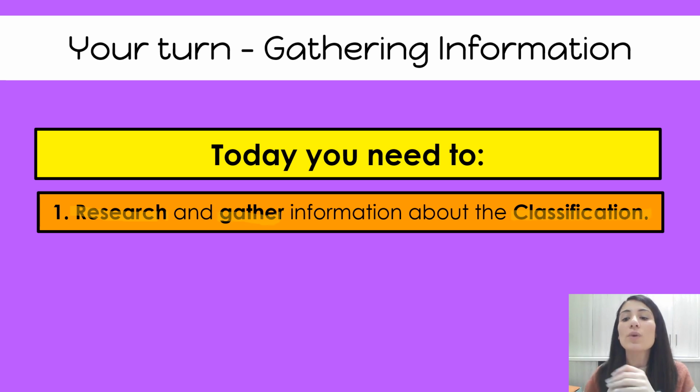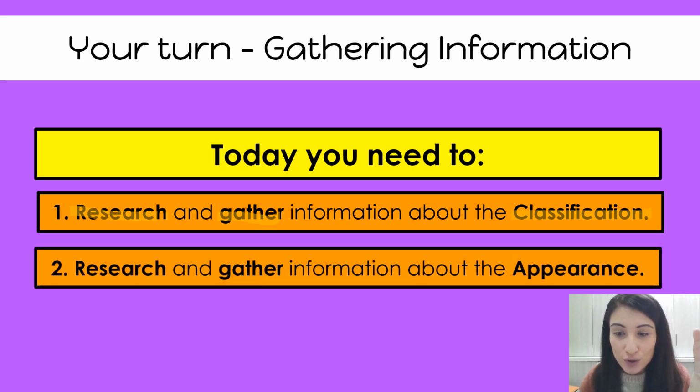Okay, so we want to write a classification today, or write information that we can use for a classification today. So remember, in the classification, we need to write about whether it's a mammal or an amphibian or a reptile. What kind of animal is it?